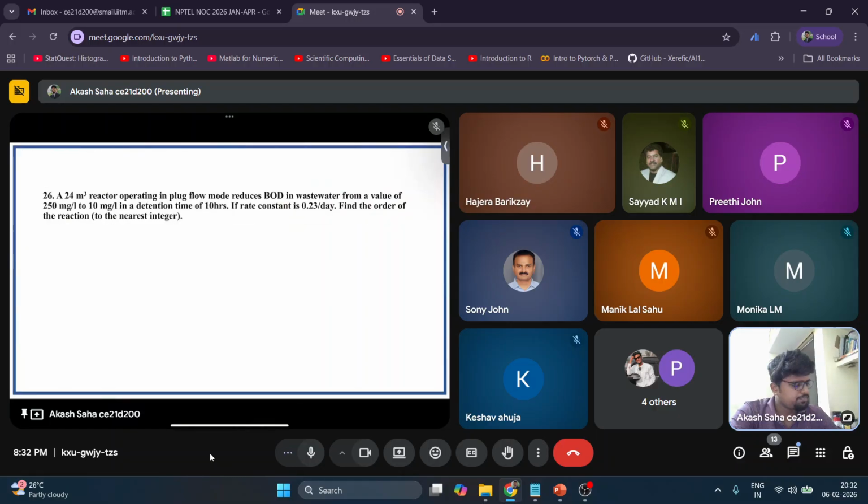So the answer. Okay. Next problem. It says that a 24 meter cube reactor operating in plug flow mode reduces BOD in wastewater from a value of 250 milligram per liter to 10 milligram per liter in a detention time of 10 hours. So if the rate constant is 0.23 per day, find the order of reaction.